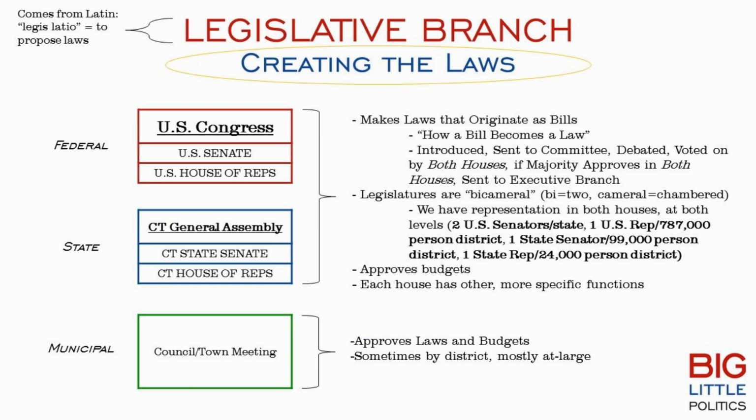So now we're going to look at the legislative branch, which is tasked with creating the laws. And really, you can learn a lot about the legislative branch just from the name. So legislative comes from the Latin legislatio, which means to propose laws. So what branch of government proposes laws? The legislative. Where do you do that? A legislature. And who are the people who do this? They're legislators.